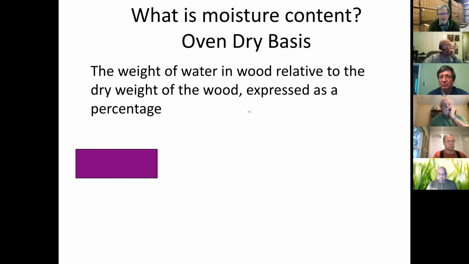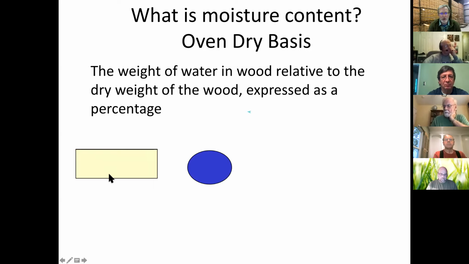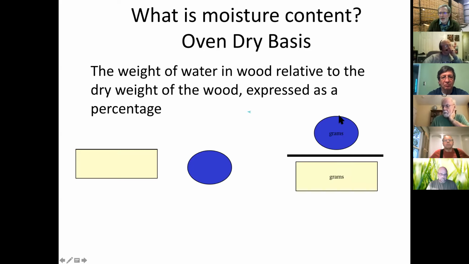So if we look at my diagram over here, this purple piece of wood is a cross section of wood. It's the wood and the water in wood. So if I take the water out of wood, I've got water, and then I've got the wood. And if I take the mass of that water, and I put the mass of that water over the mass of the dry wood, that is the moisture content, okay, based on the oven dry basis.